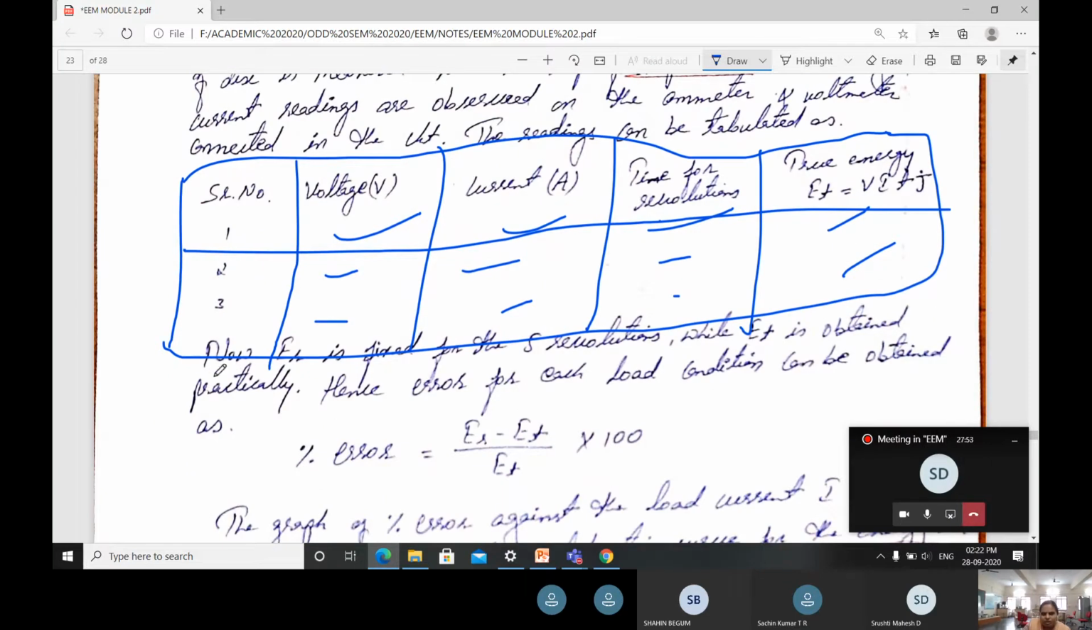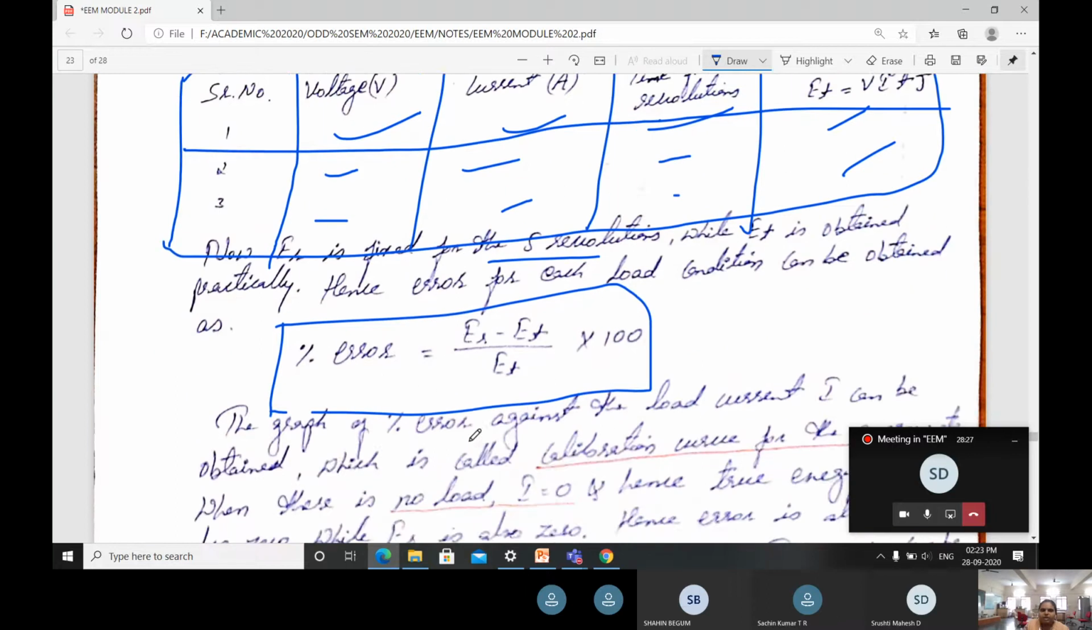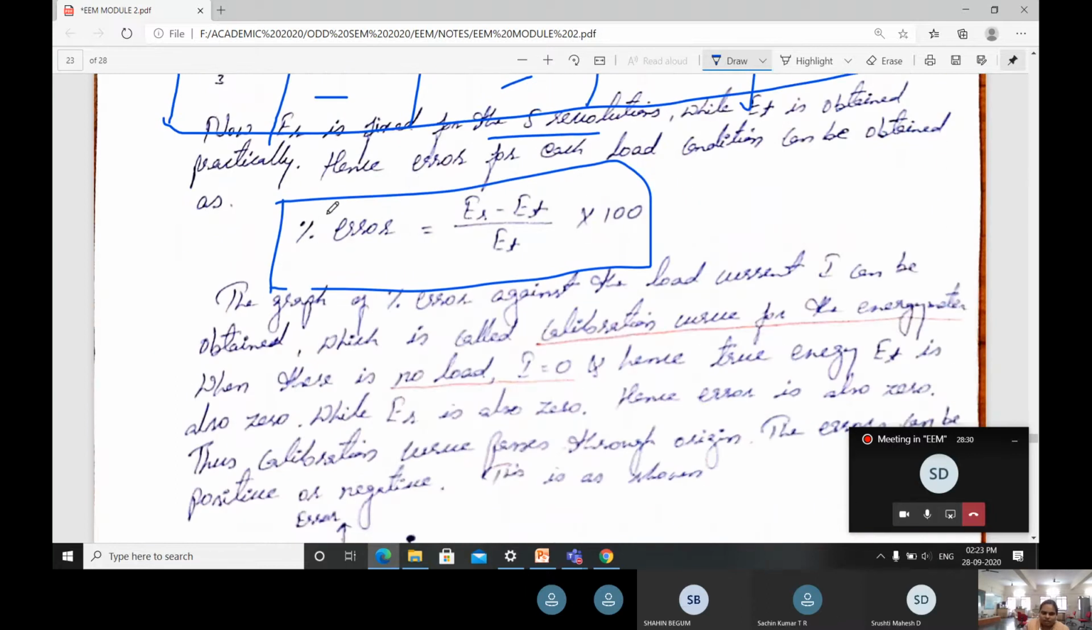Now ER is fixed by using the equation for 5 revolutions, while ET is obtained practically. Hence, the percentage error is equal to ER minus ET, divided by ET, into 100. This is the formula we use to measure how much error is introduced from the disk. After getting the error equation, we will draw the graph.